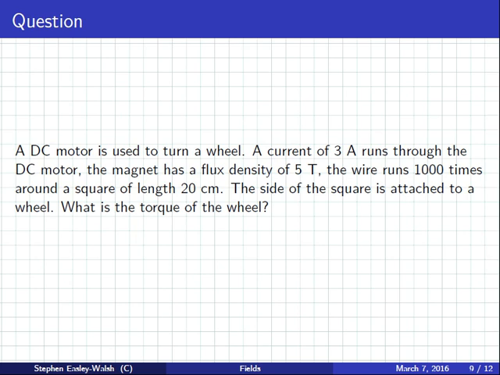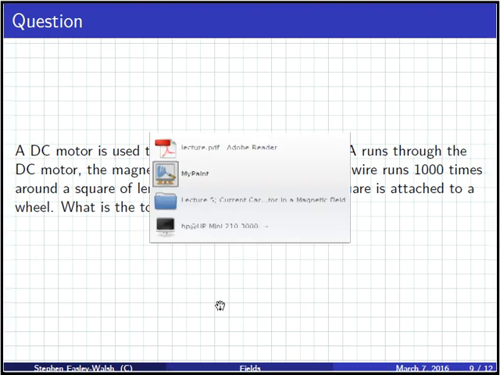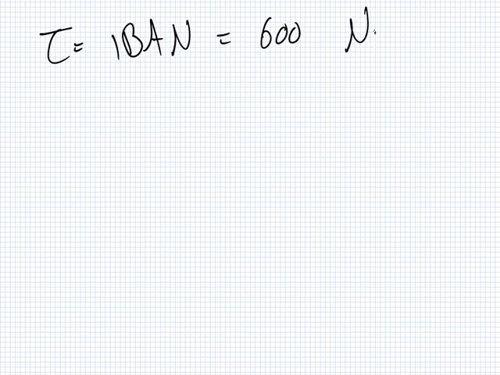I'm not getting 3,000 here. Wait, it's 20 centimeters. Yes, I see that. I'm getting 600. What's I? I is 3. What's B? 5. What's A? 0.2 squared. What's N? 1,000. The answer is 600. Right, so the torque is I-band, which comes in at 600 Newton meters.